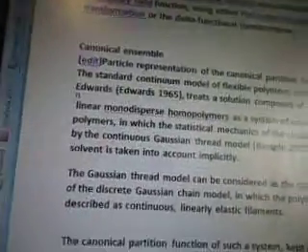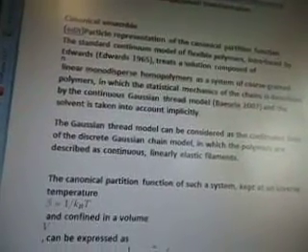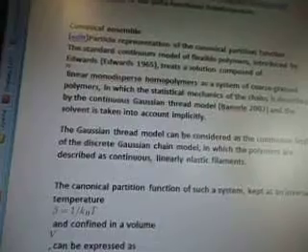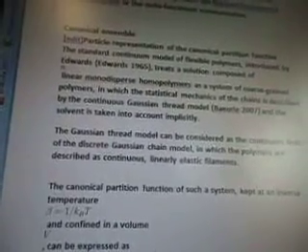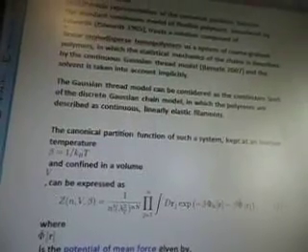the standard continuum model of flexible polymers, introduced by Edwards in 1965, treats a solution composed of n linear monodisperse homopolymers as a system of coarse-grained polymers in which the statistical mechanics of the chains is described by the continuous Gaussian thread model, Baeurle 2007, and the solvent is taken into account implicitly. The Gaussian thread model can be considered as the continuum limit of the discrete Gaussian chain model in which the polymers are described as continuous, linearly elastic filaments.